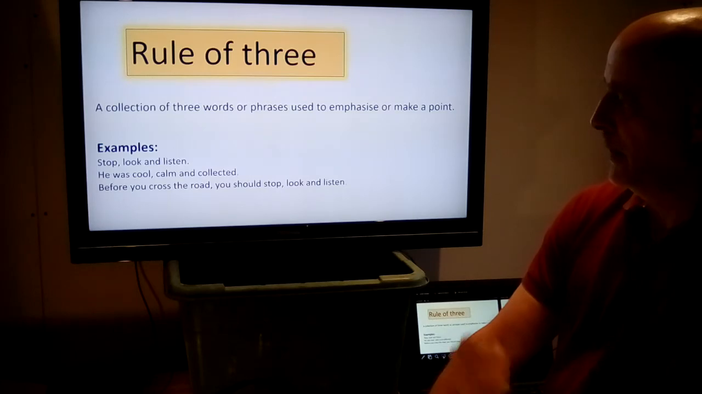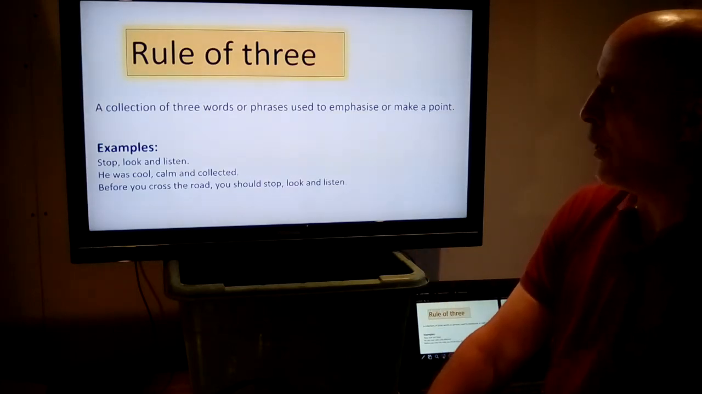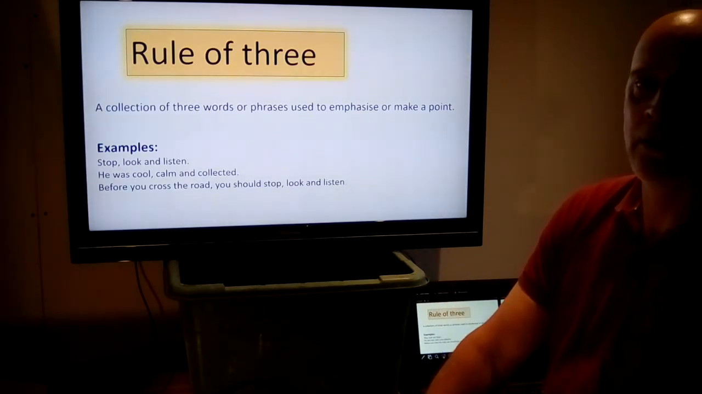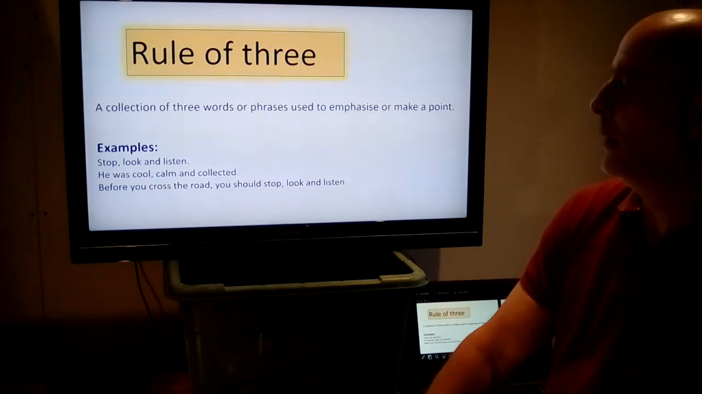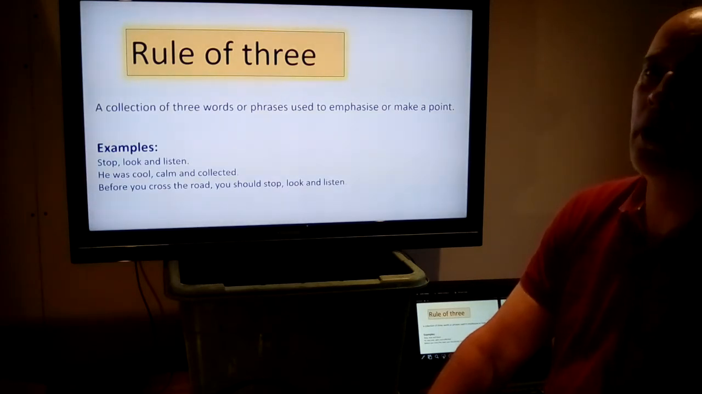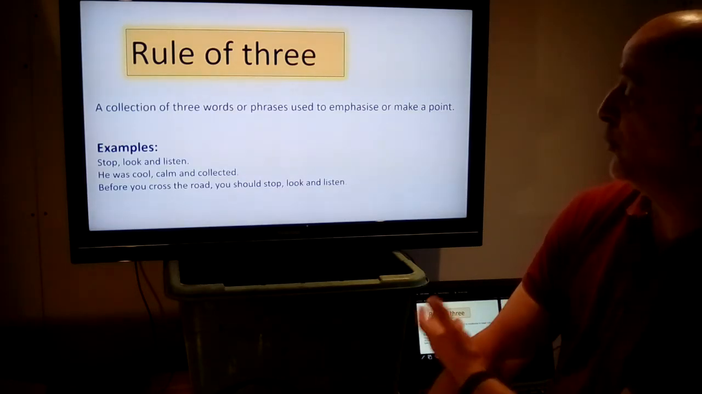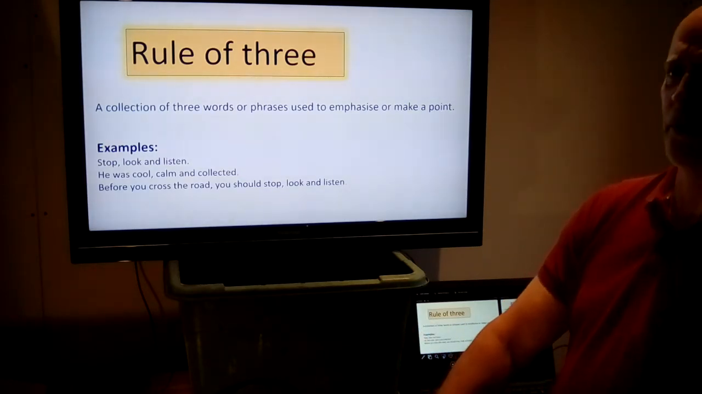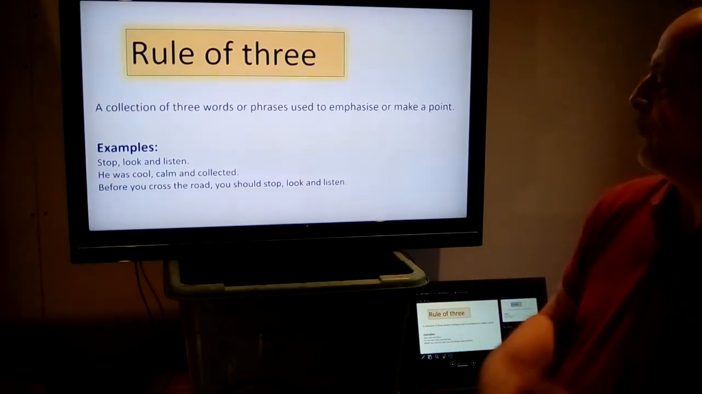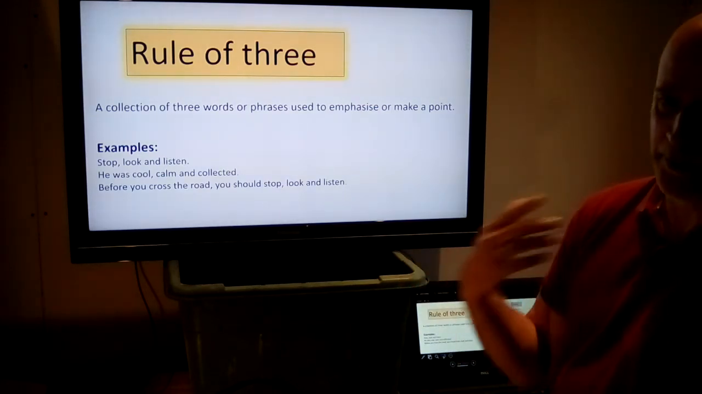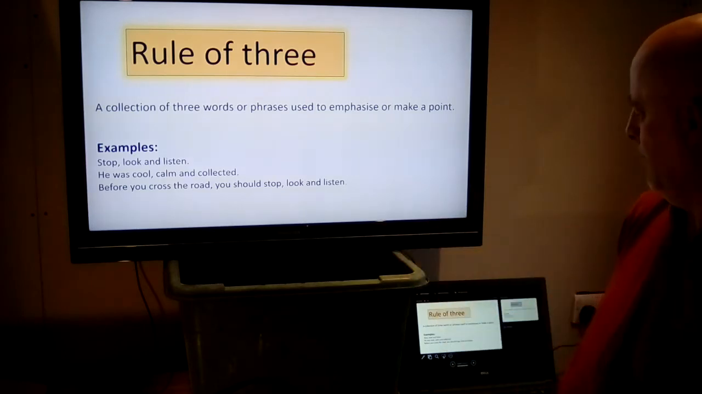in someone's head. For example, stop, look and listen before you cross the road. Or he was cool, calm and collected. Bit of alliteration in there as well. So there we go. Before you cross the road, you should stop, look and listen. And that was an actual campaign when I was a kid, I think it was, that you had to remember, and it was something that was designed to be easily remembered, the rule of 3.